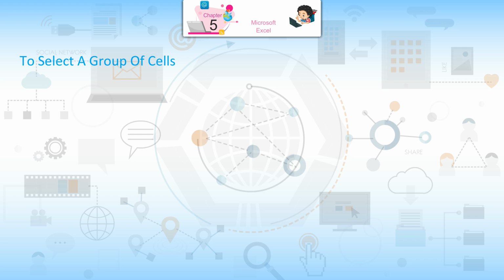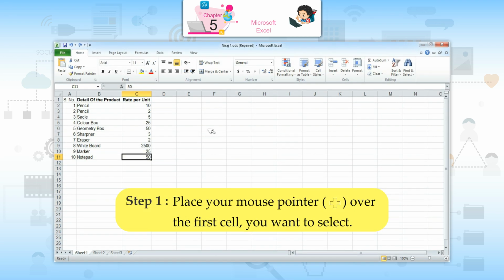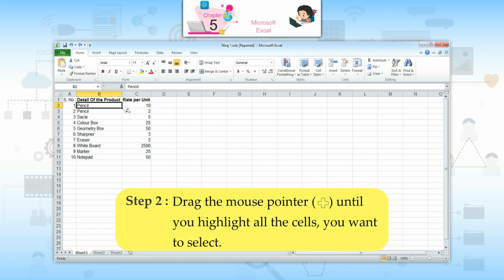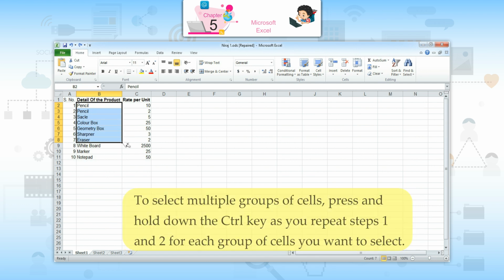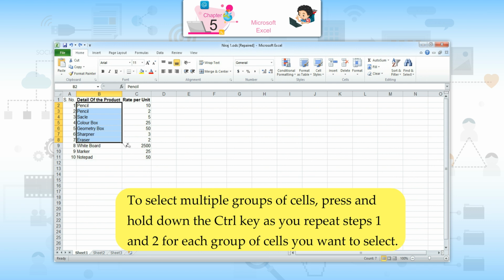To select a group of cells, step first, place your mouse pointer over the first cell you want to select. Step second, drag the mouse pointer until you highlight all the cells you want to select. To select multiple groups of cells, press Ctrl and repeat steps first and second for each group of cells you want to select.